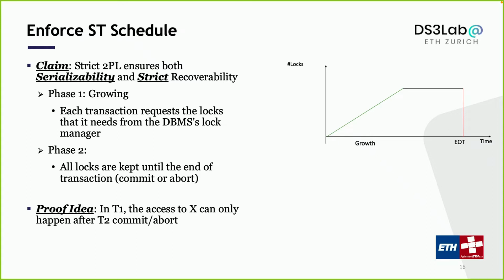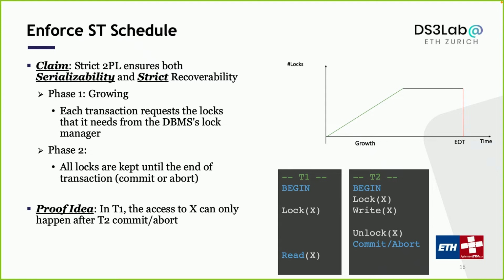So the claim that we can make is that if you follow strict two-phase locking, it will only allow schedules that are both serializable and strict. We know it is serializable for sure; we talked about that last week. Every single schedule allowed by strict two-phase locking is conflict serializable, and therefore serializable. Why strict? It's actually interesting.